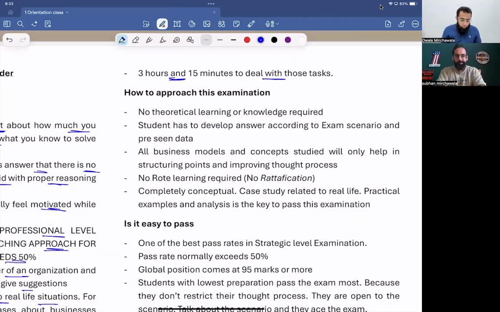So, how to approach this exam? No theoretical knowledge or learning is required. Whatever models and concepts we will be studying, the core objective will be to upgrade your thought process. We will teach you Porter's five forces, but the objective is to give you an ability to analyze the competition in the market. We will teach you PESTLE to give you an ability to analyze the environment.